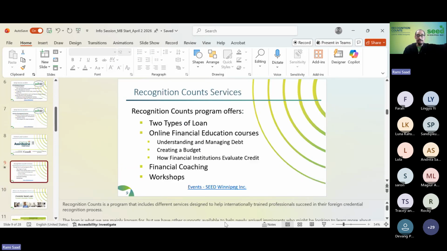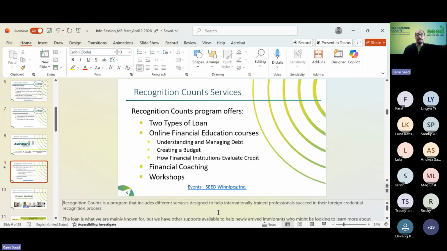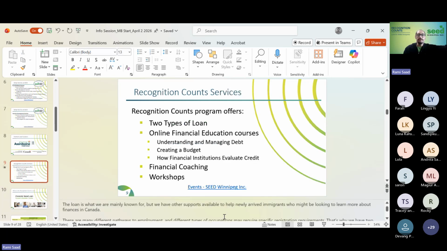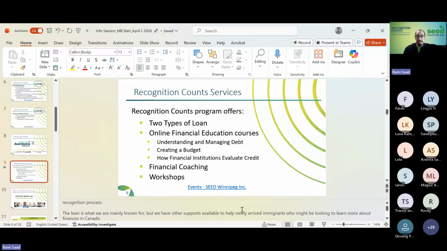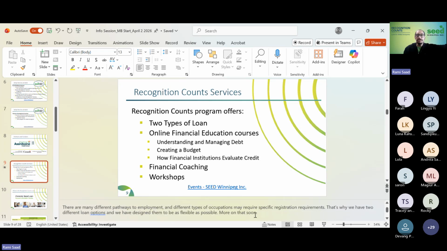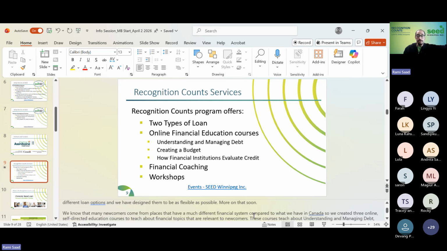Let's start with the Recognition Counts services. As you can see here, we provide 2 types of loans. We will talk about them in a minute. We also offer online financial education courses where you can learn about understanding and managing debt, creating a budget, and how financial institutions evaluate credit. These services are available on our website as well.